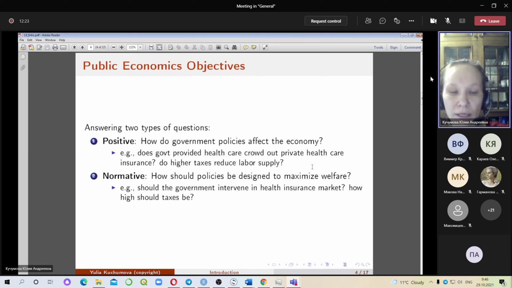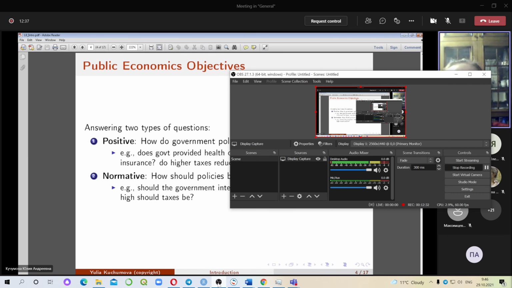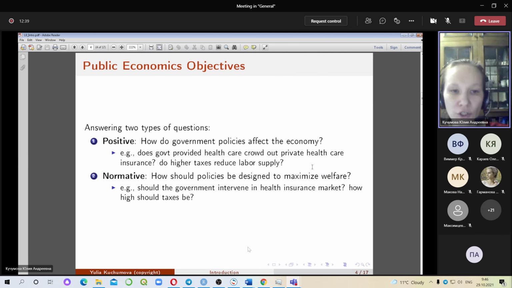When we study the role of the government, we usually answer two types of questions. One class of questions is called positive questions. They ask, how do government policies affect the economy? For example, do higher taxes reduce labor supply? So this is about the effect of a policy on the economy.